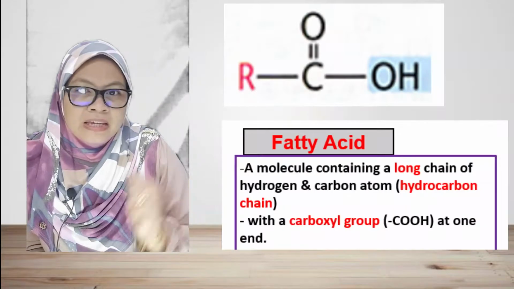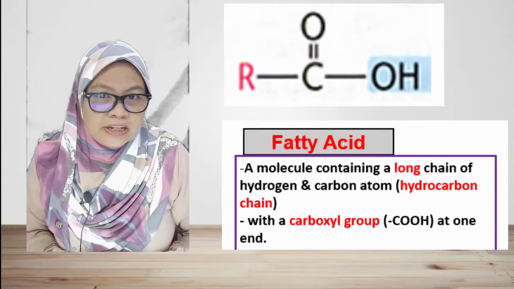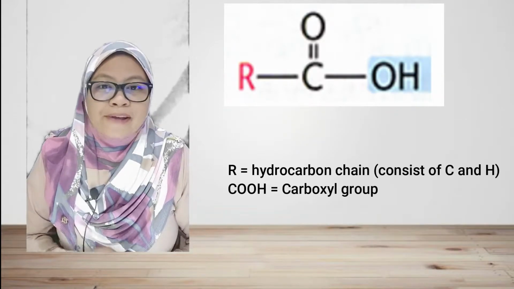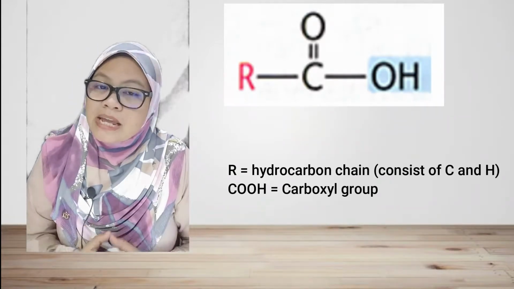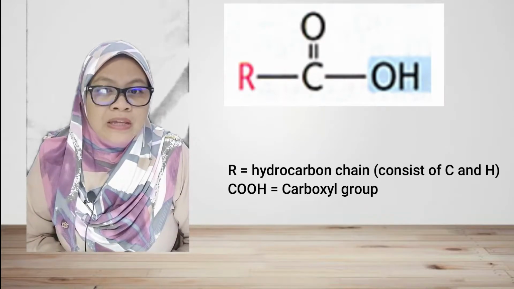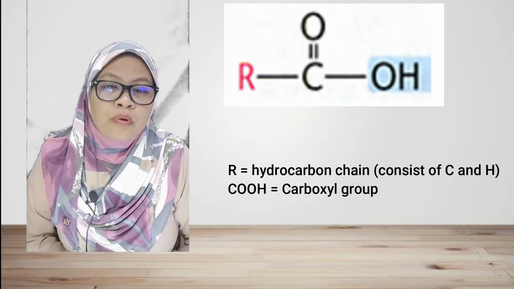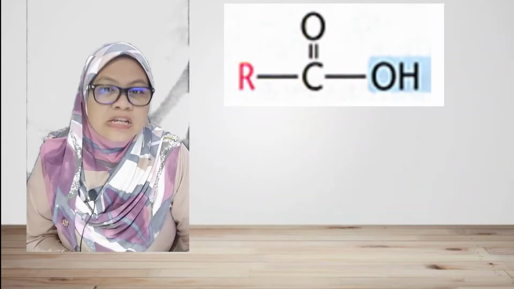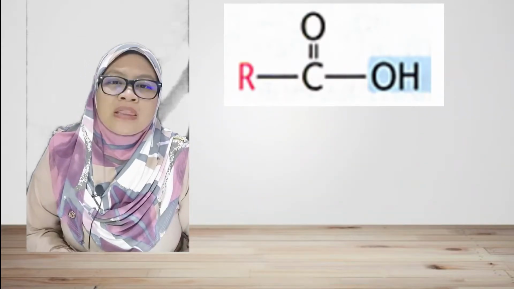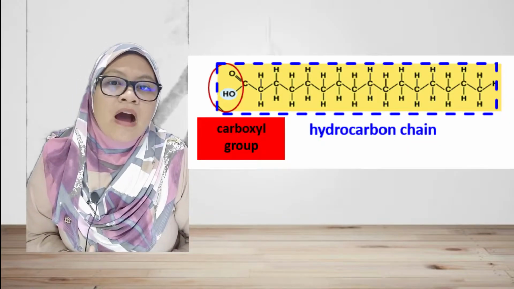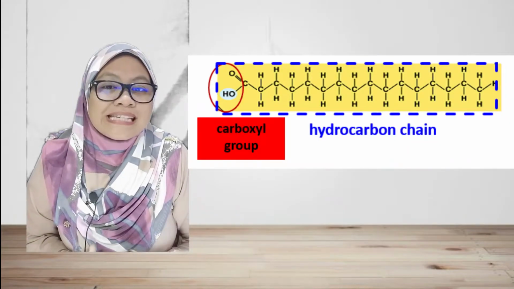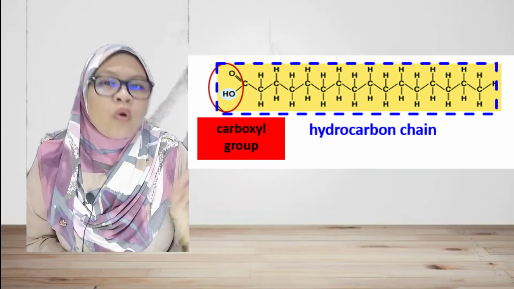Now let's take a look at the monomers that make up lipid. First is fatty acid. So this is the structural formula for fatty acid. It is a long hydrocarbon chain with a carboxyl group. Hydrocarbon chain means the chain consists of carbon and hydrogen. Carboxyl group is C double bond O, OH, or COOH. So look at here, the hydrocarbon chain is represented by R, and then the carboxyl group is C double bond OOH.